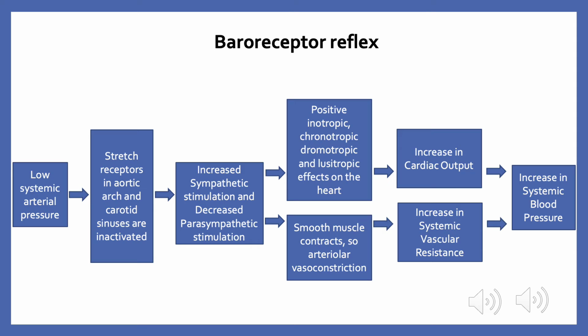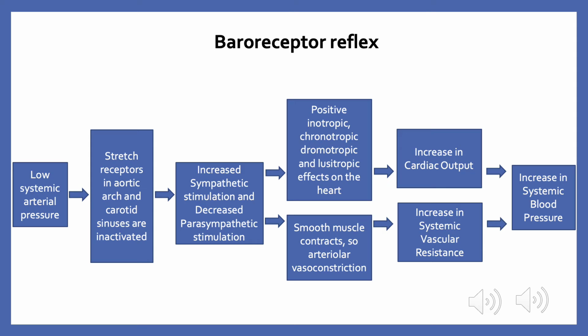The effects on the heart are: number one, positive inotropic effect, which means that the heart will now be able to contract with more strength. Number two, positive chronotropic effect, which means that the sinoatrial node will be able to depolarize at a faster rate to help achieve a higher heart rate. Number three, there is a positive dromotropic effect, which means that the atrioventricular node will be able to conduct action potentials at a faster rate, also in order to achieve a higher heart rate.